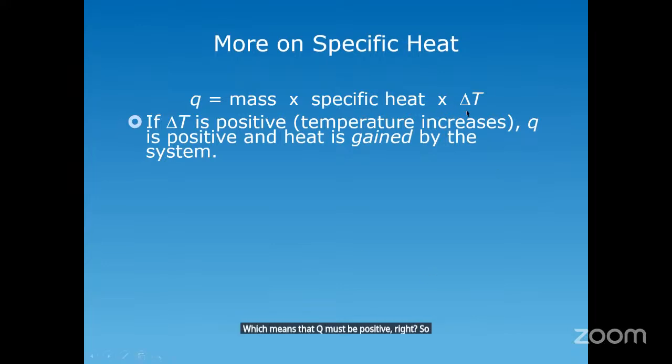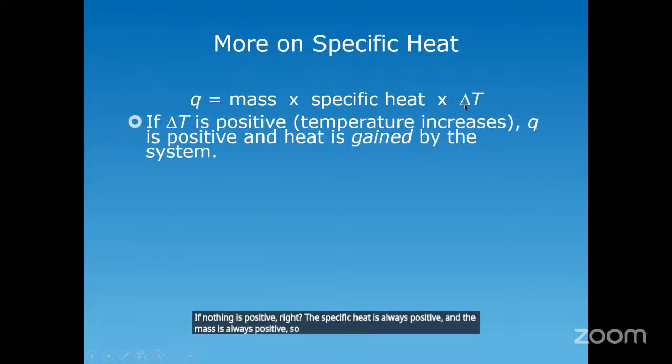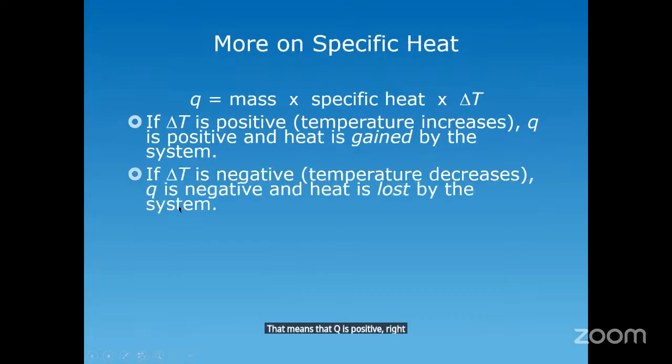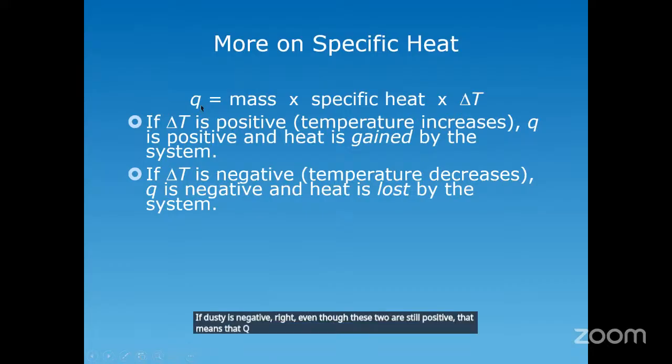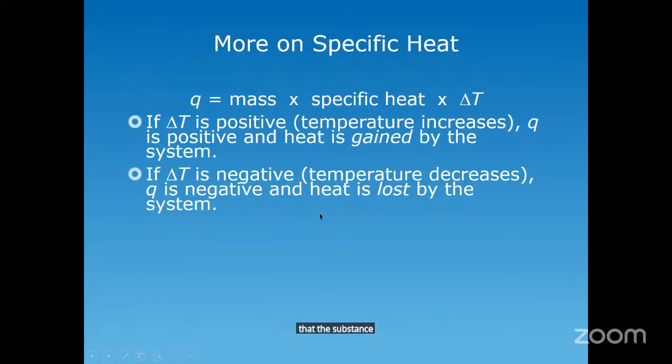So applying that to this equation, if delta T is positive, the specific heat is always positive and the mass is always positive. So that means that if delta T is positive, Q is positive, right? On the other hand, if delta T is negative, even though these two are still positive, that means that Q would be negative, which means that the substance is losing heat, all right?